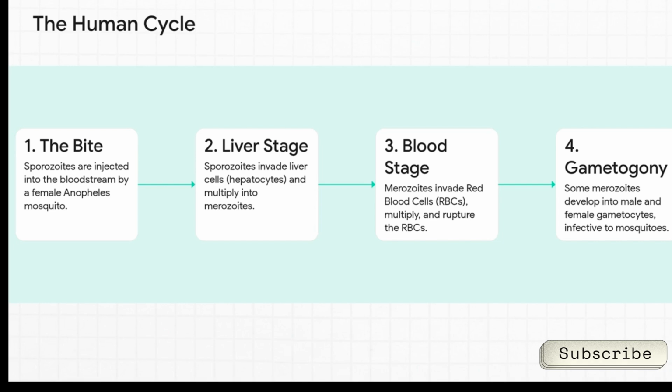Once they're inside the liver cells, they go into stealth mode and multiply like crazy, turning into merozoites. Then boom, they burst out and launch an invasion on our red blood cells. This is where the real trouble starts. They multiply inside the RBCs, rupture them, and that's what causes the classic fever. Finally, a few of them change into gametocytes. Basically, the male and female forms, just waiting to get picked up by the next mosquito.